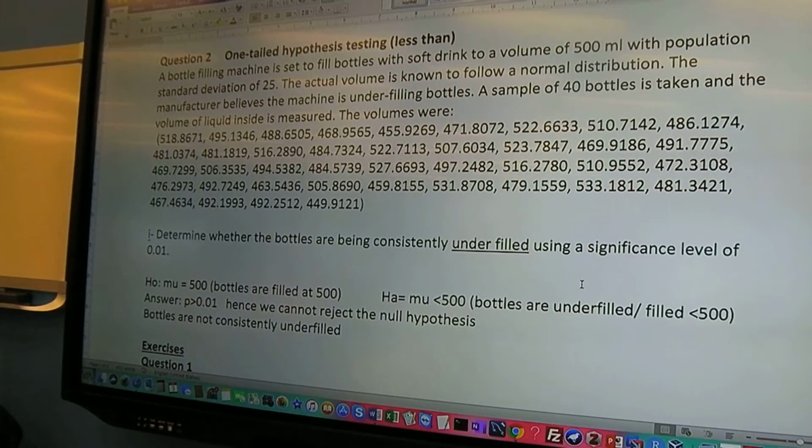Mu equals 500. Two things are important. First, the equal sign. I told you, the null hypothesis always uses equality. Even if the question is asking about less than or greater than, the null hypothesis should always have an equal sign. 500 is the population mean, not the sample mean, because I'm testing against the population. So this 500 is the population mean.